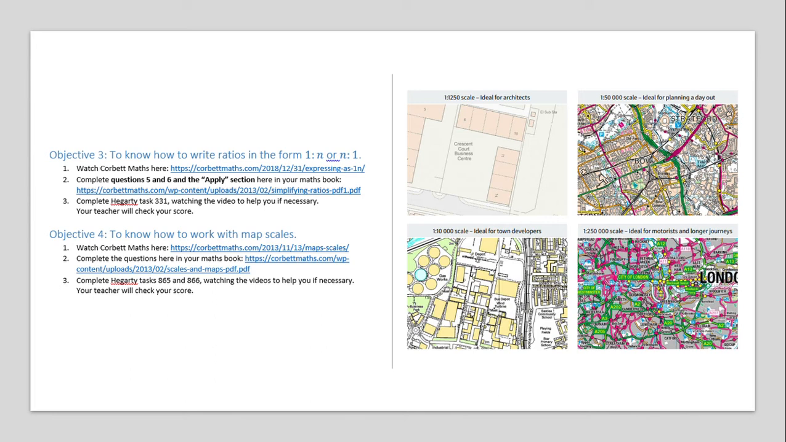So just like all of the other objectives here, you'll notice that we would like you to do things like watch videos on Corbett Maths, complete some questions in your maths book, and also to complete some tasks on Hegarty. The Hegarty tasks are the ones that your teachers can check directly, and we use them as a way of making sure that you've understood what it is you've been learning. So please make sure with your Hegarty tasks that you watch the videos to help you if you need to, but you try and get the best possible score you can on each of those tasks. Because once you can do that, you've proven to us and to yourself that you know what the content is that you're supposed to have learned.